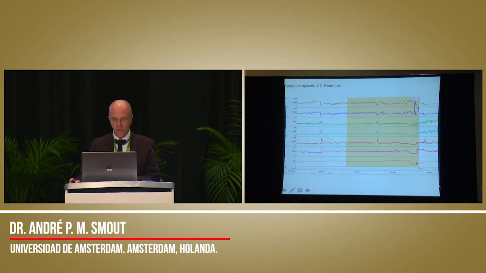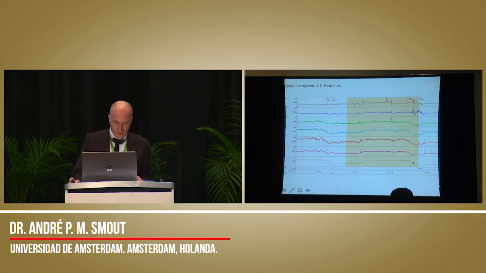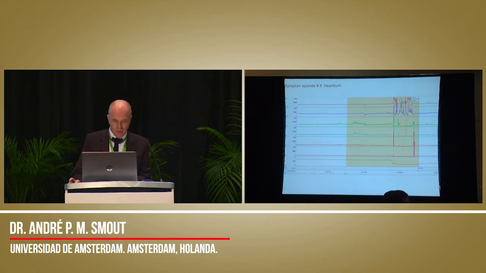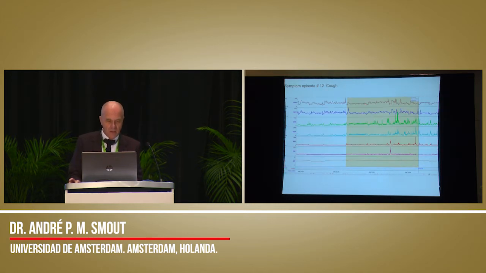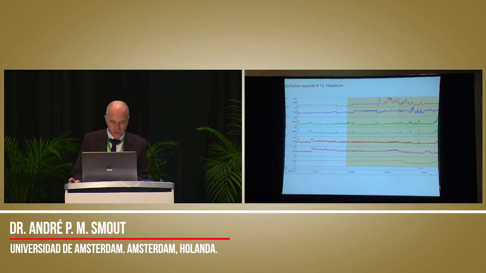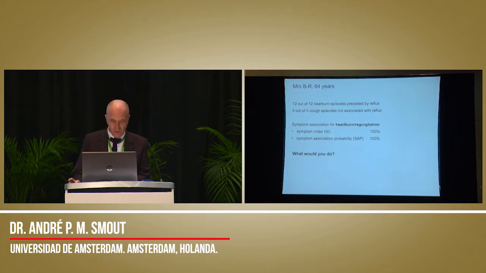clear-cut acid reflux episode. And number 3, also acid reflux here, and 4, and 5, and 6, and 7, 8, all acid reflux associated, and 10, and then there is another cough which is not associated, and another cough not associated, and another heartburn associated with acid reflux, and so on. So 12 out of the 12 of her heartburn episodes were preceded by reflux, which gives her a symptom index of 100 and a symptom association probability of 100.